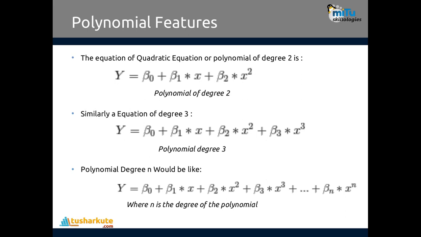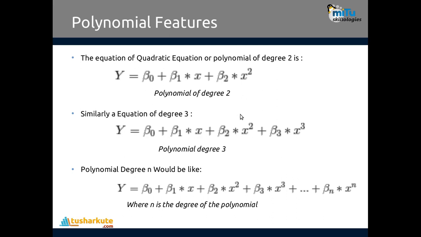Now let's see the polynomial features. What do we mean by it? The quadratic equation, or polynomial of degree 2, is like this: y is equal to b0, where b0 is the intercept, plus b1x plus b2x square. So this is polynomial degree 2 that we are going to make use of. Similarly, the equation of degree 3 will be the output variable equal to b0 intercept plus b1x plus b2x square plus b3x cube.